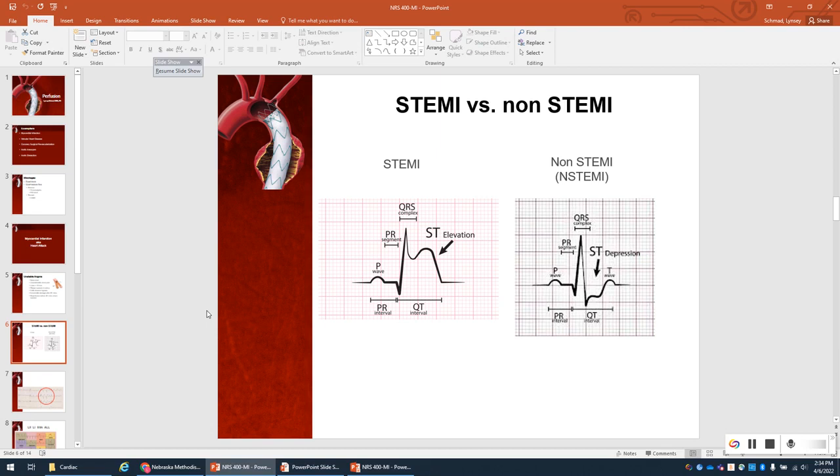A non-STEMI occurs when there's a thrombus in the main coronary artery, but does not occlude the artery 100%. So this would be a partial blockage. The rhythm may show normal rhythm or an ST depression, as you can see on the right. This is also an urgent issue as it may progress to a STEMI if left untreated. So we have a partial occlusion. Now this could progress to a complete occlusion. And so treatment is urgent and needs to be implemented within 3 days. So STEMI, 100% occlusion, non-STEMI, partial occlusion.